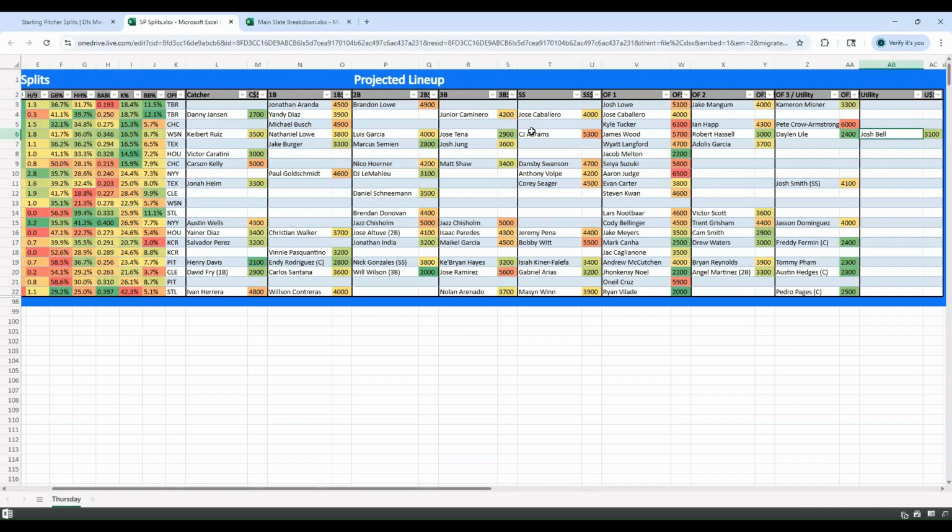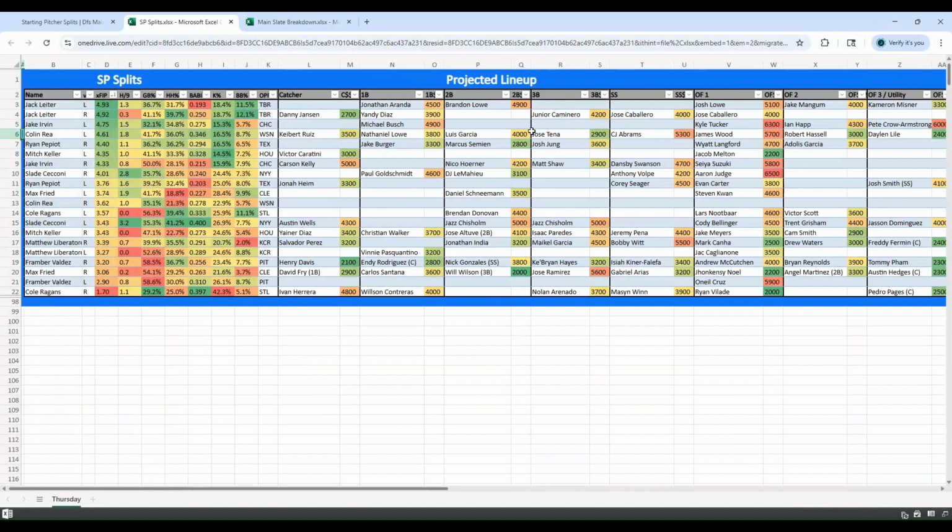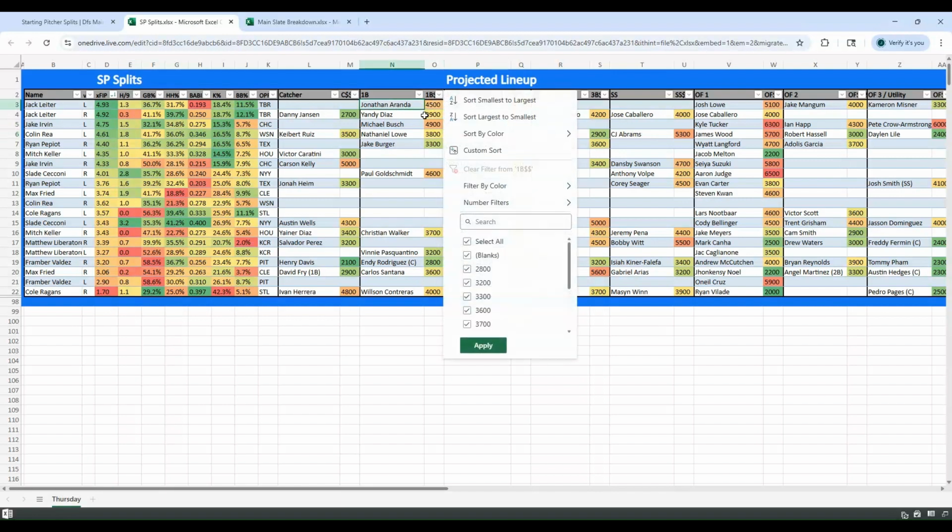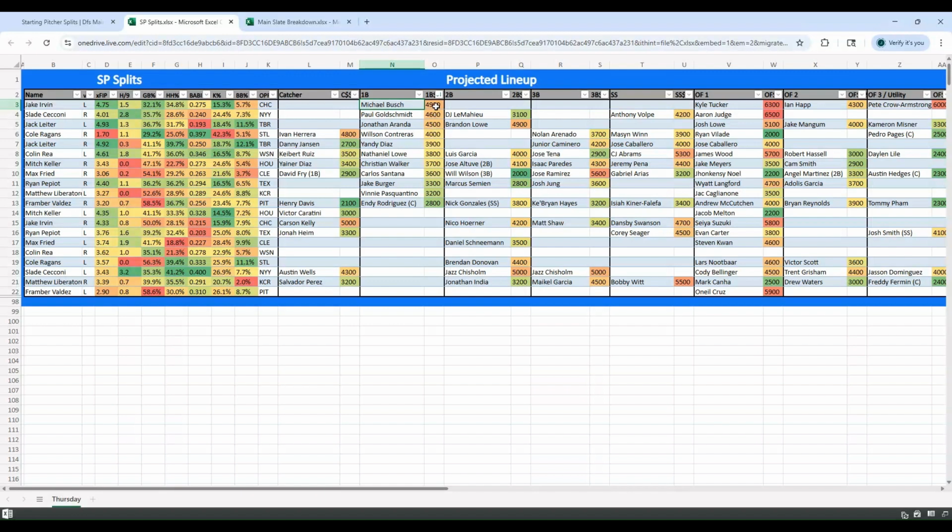Sometimes we have multiple guys like Josh Bell and Nathaniel Lowe, who both play first base. On DK, you have to pick one. So we have him right over here. So that way he's on the slate. So let's see here. And we have their salaries. So if you wanted to filter by salary, you want to see what the most expensive.